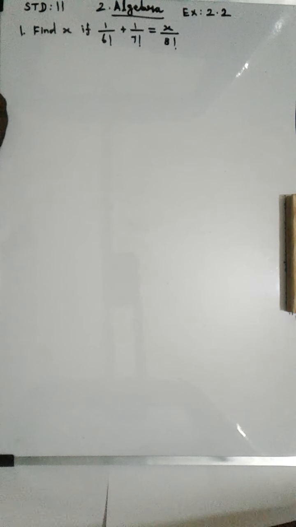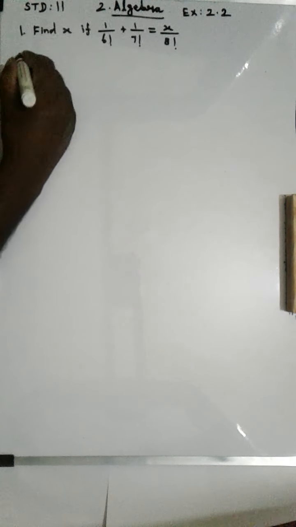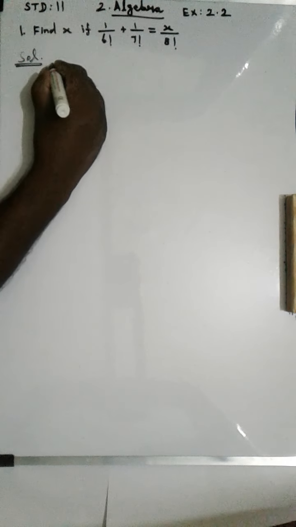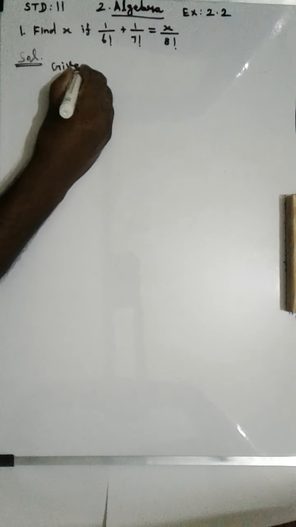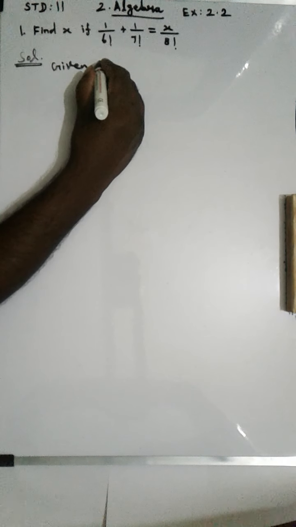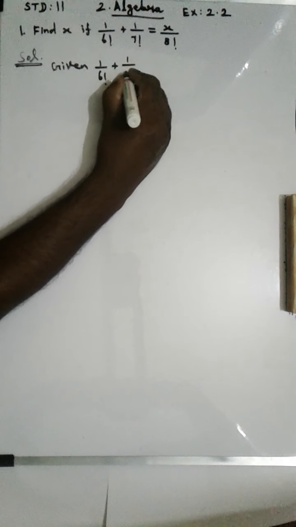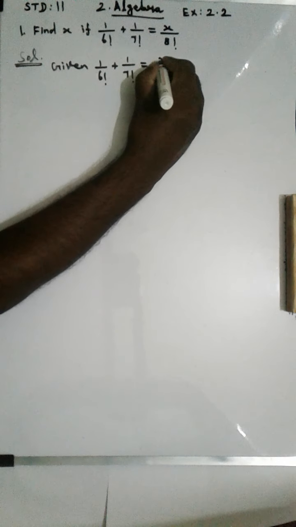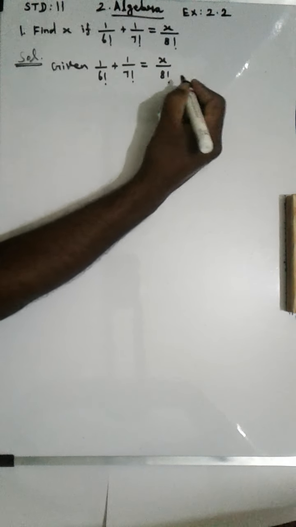First sum. Find the x if 1 divided by 6 factorial plus 1 divided by 7 factorial equals x divided by 8 factorial. We should find out the x value. Solution. Given 1 divided by 6 factorial plus 1 divided by 7 factorial equals x divided by 8 factorial.